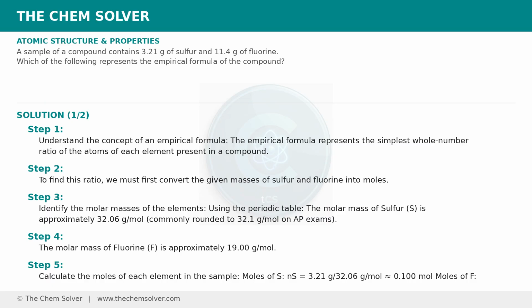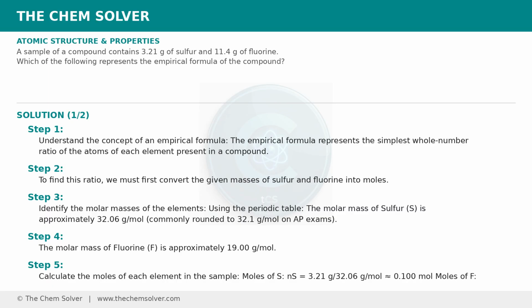Identify the molar masses of the elements. Using the periodic table, the molar mass of sulfur, S, is approximately 32.06 grams per mole, commonly rounded to 32.1 grams per mole on AP exams. The molar mass of fluorine, F, is approximately 19.00 grams per mole.